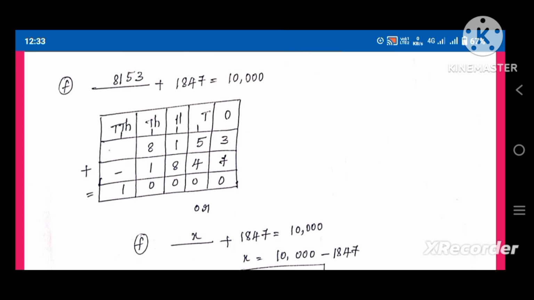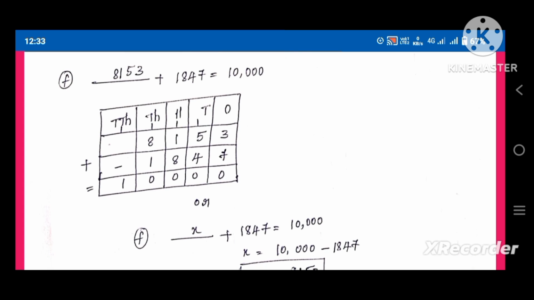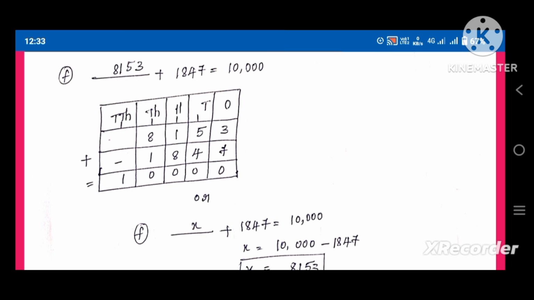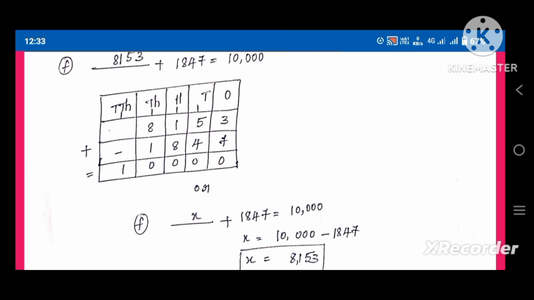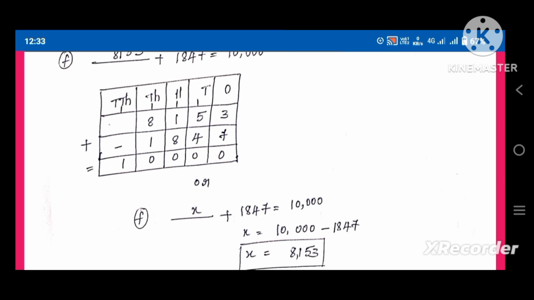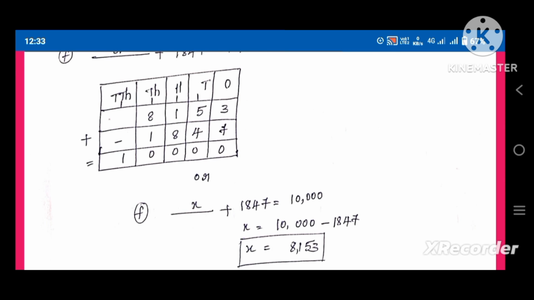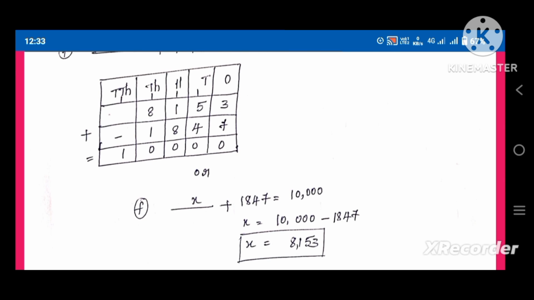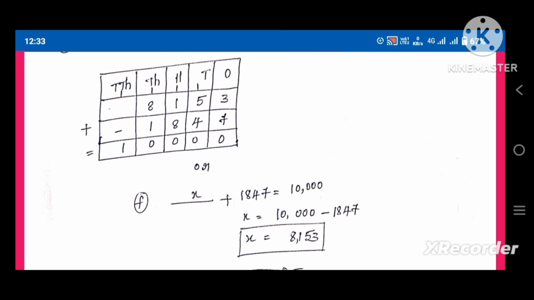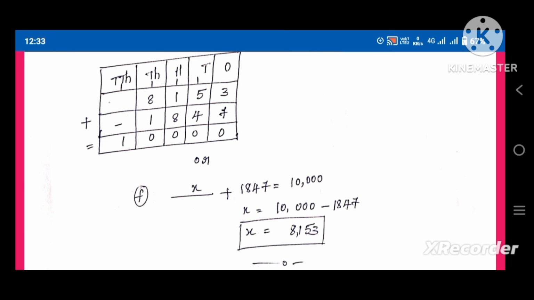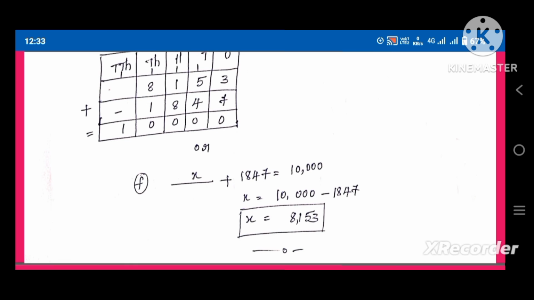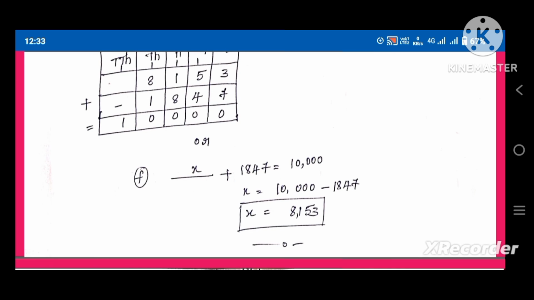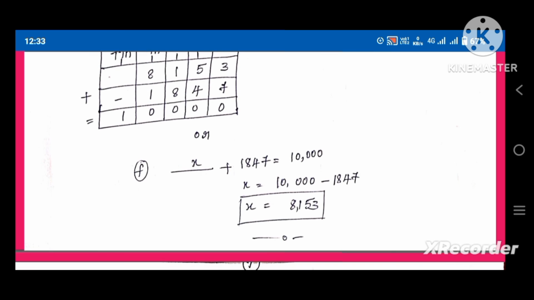For F dash plus 1,847 is equal to 10,000. Answer is 8,153. Or in dash we put x plus 1,847 is equal to 10,000. X is equal to 10,000 minus 1,847. X is equal to 8,153.